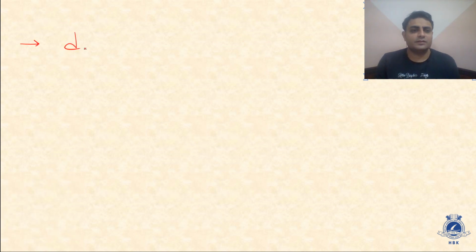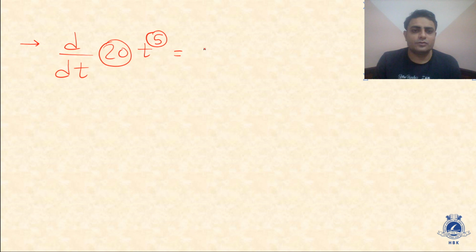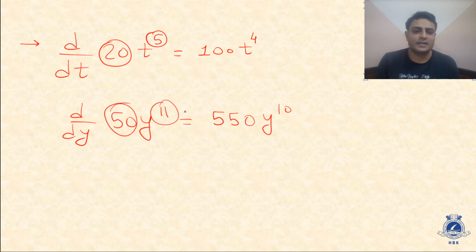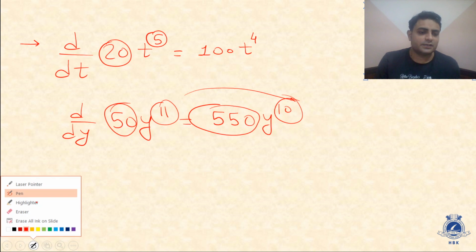Again, let's solve some numericals like this also. Let us have d by dt of 20 t raised to 5. In that case, the shortcut is you just multiply these two. Multiply 5 and 20, you will get 100, and reduce the power by 1, you will get t raised to 4. So 100 t raised to 4 will be your answer. Similarly, if we have d by dy of 50 y raised to 11, you will get 550 y raised to 10. We multiply 50 and 11, that gives 550, and if we reduce the power by 1, we get 10. So this is how we can do the numericals related to the third formula.